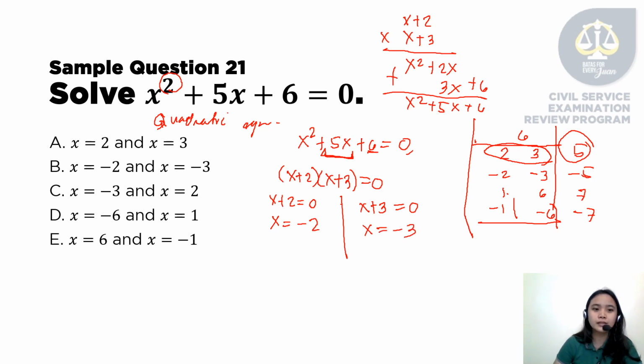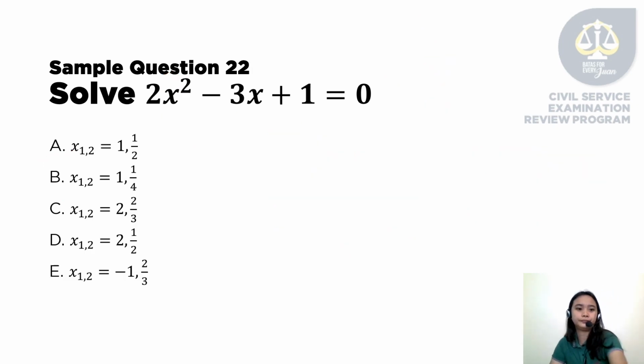So, sa choices natin, yung A natin ay x is equal to 2 and x is equal to 3. B, x is equal to negative 2 and negative 3. C, x is equal to negative 2, negative 3, positive 2. D, x is equal to negative 6 and positive 1. E, 6 and negative 1. And obviously, sagot natin ay yung letter B.